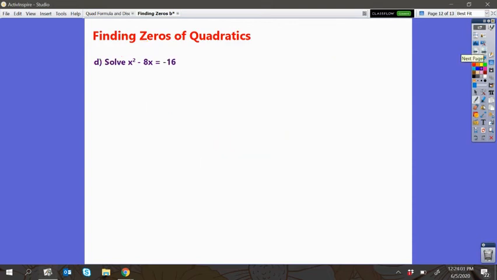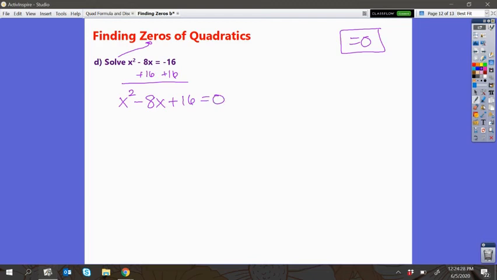Another example, we are told to solve or find the solutions of this quadratic. Remember, solving is the same thing as zeros. So we're going to move forward with our process. We need to make sure it says equals 0. So I just need to add 16 to both sides here so that this negative 16 and that 16 cancels out. So now I have x squared minus 8x plus 16 equals 0.